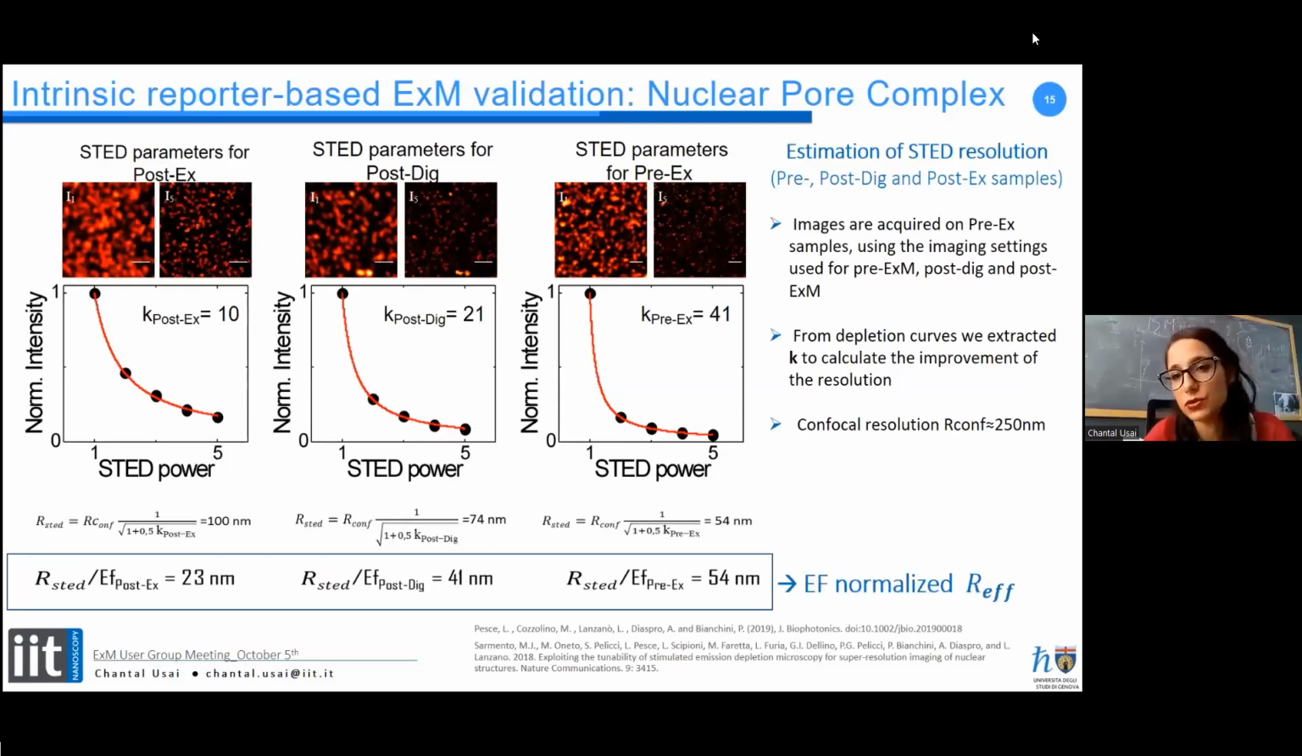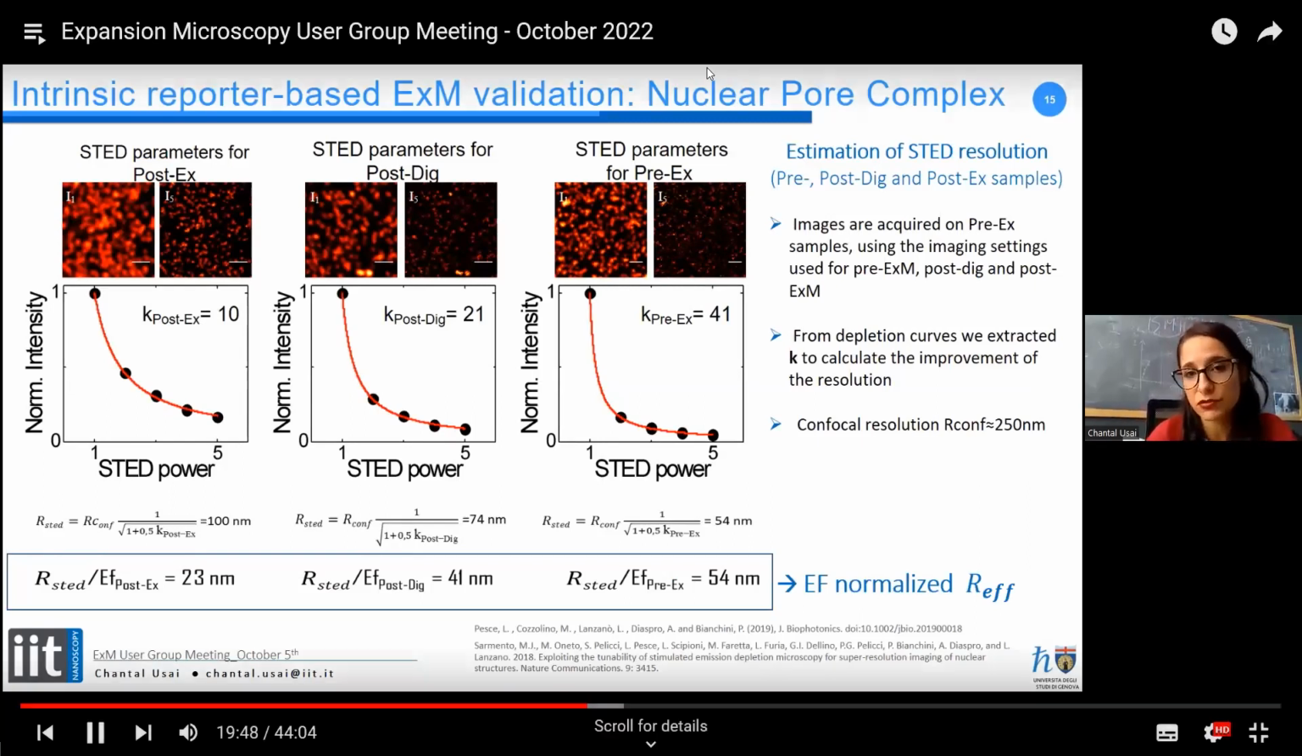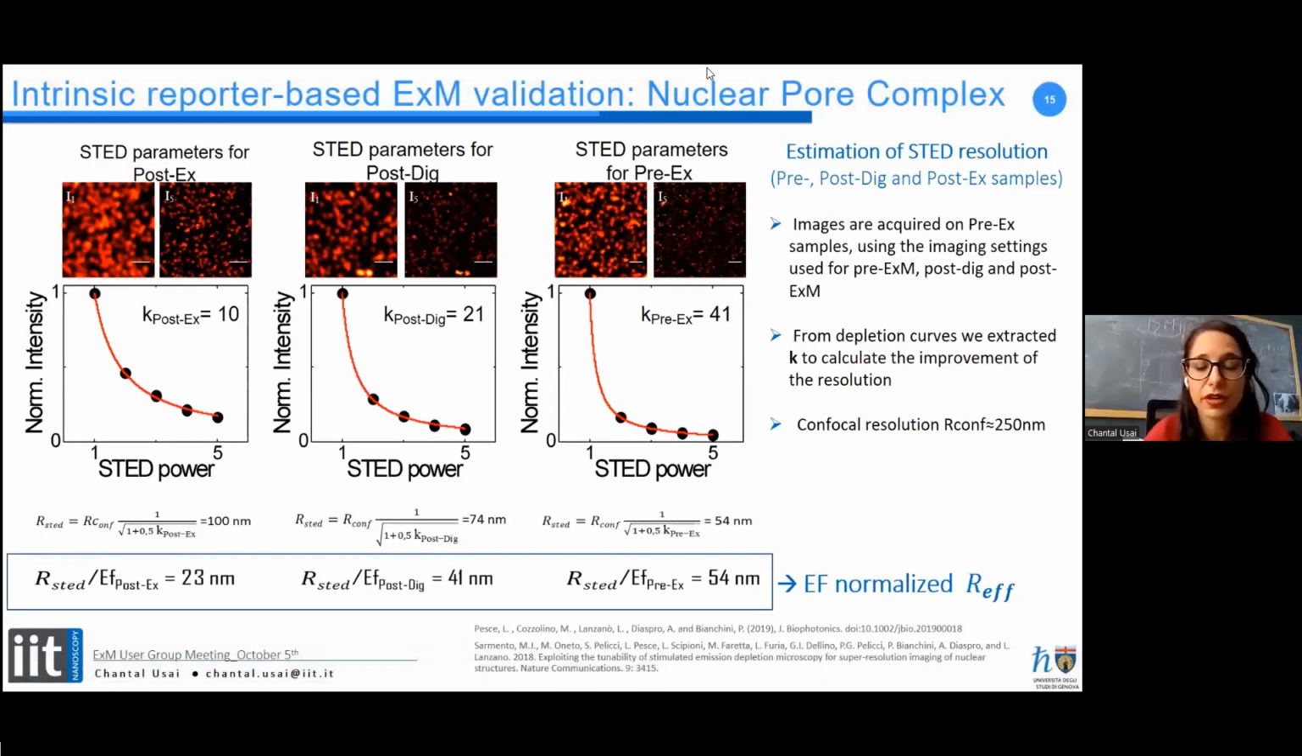And then to calculate the effective resolution of our STED expansion experiment, we normalized the single optical resolution for the 3 conditions by the expansion factor for each condition, achieving the effective resolution that you can see here in this slide.